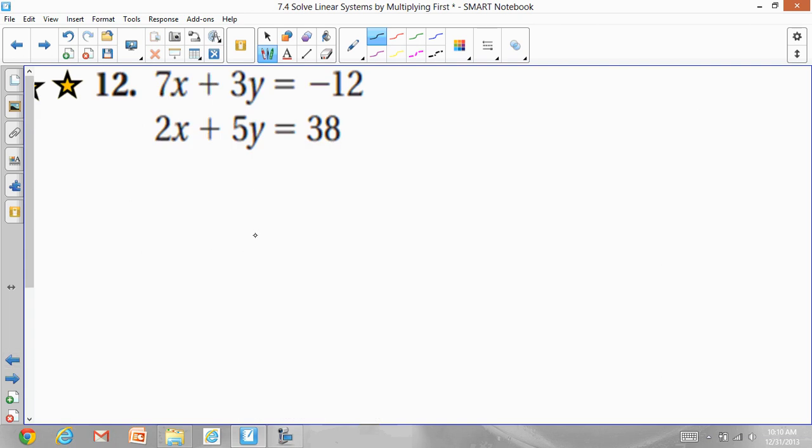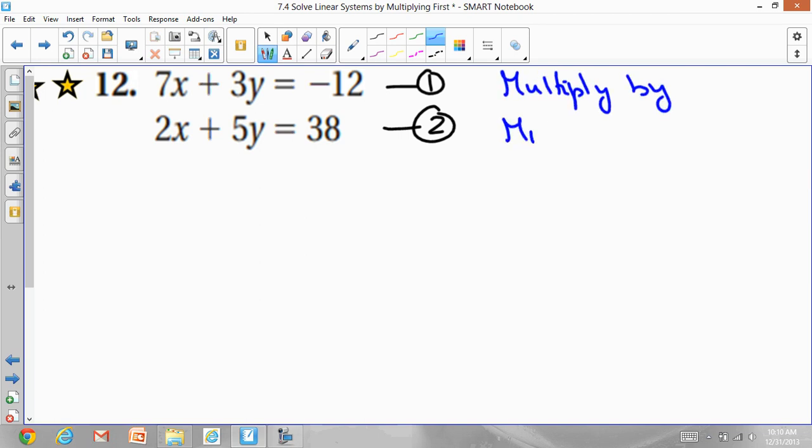Pause the video, copy this question down. Now this is your equation number 1. This is your equation number 2. So if you look at them, you cannot cancel the x because one of them is 7, the other one is 2. You cannot cancel the y's because one of them is a 3, the other one is a 5. So what you're going to do is you are going to multiply first. So the first equation, I'm going to multiply. The second equation, I'm going to multiply.